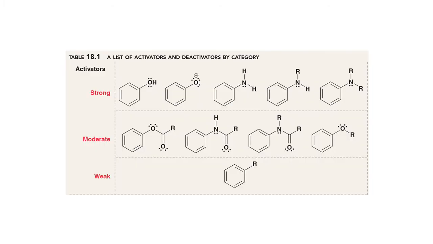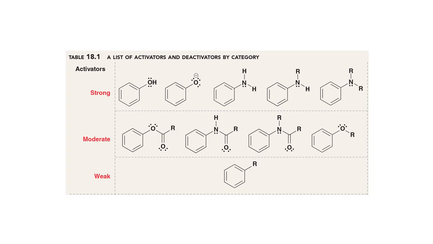So Table 18.1 in the book, which I've also posted on Canvas, has a list of activators and deactivators by category. So we're going to focus on the activating groups here. Now they are broken down into three main categories. We have strong activators, moderate, and weak activators. So I'm just going to point out some features that can help you distinguish between an activating group and a deactivating group, which we're going to learn about in just a little bit. So for activators, I want you to pay attention to the atoms that are directly connected to the benzene ring. So we have oxygen here, oxygen, nitrogen, nitrogen, nitrogen. All of these atoms contain lone pairs.